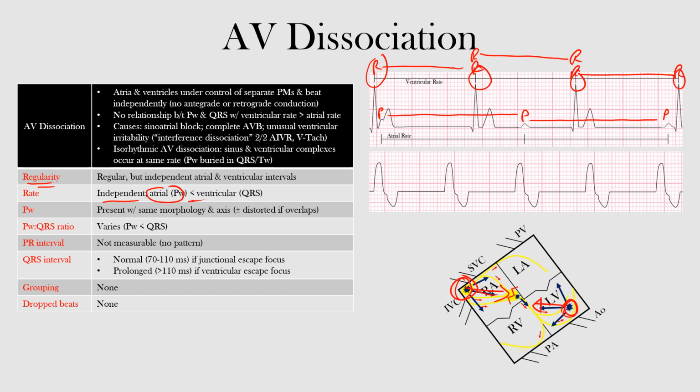So we have 4 there. Then if we count our P waves, there's 1, 2, 3. Okay, so we have a faster ventricular rate here. All right, if we're to look at the rate, let's look at the P wave rate, okay?